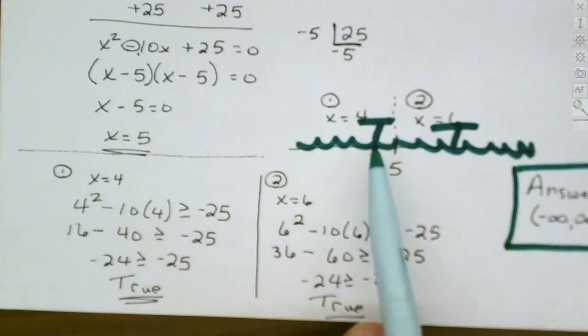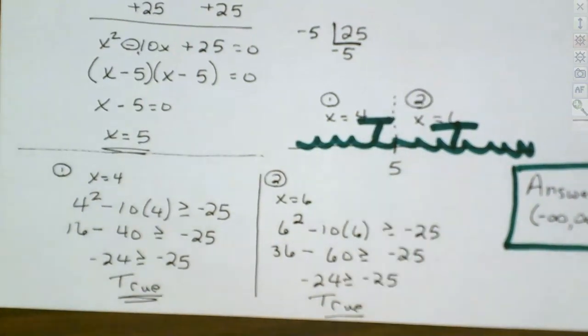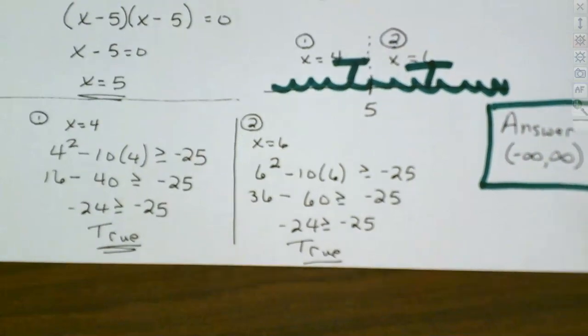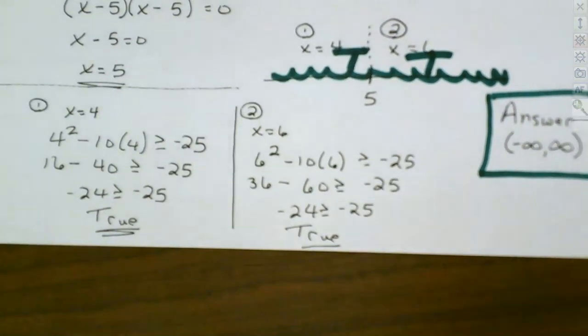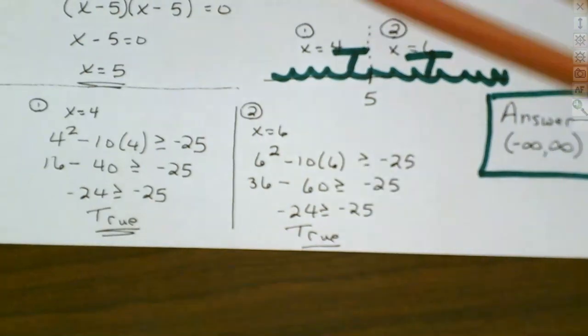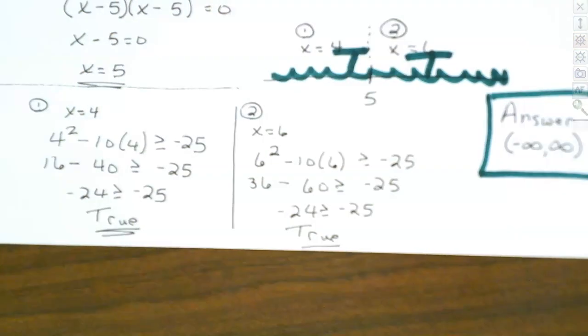What would have happened if these would have both been false? Well, if they would have both been false, then you would have what? No solution, right? So if they're all true, it covers the entire line. They can be broken up into pieces like the others.